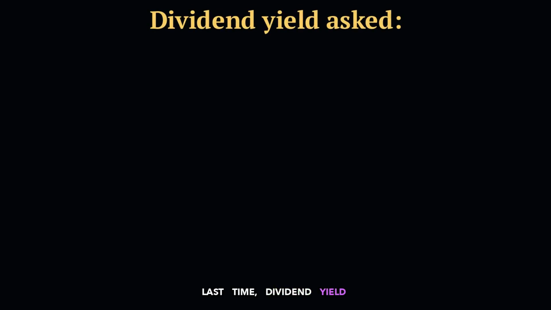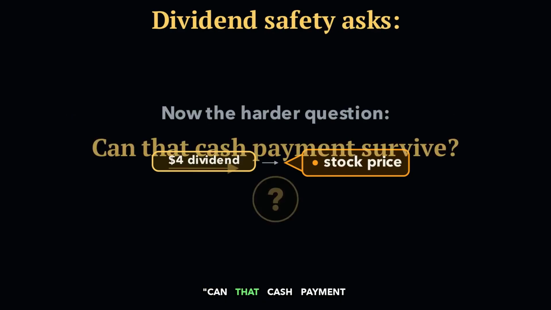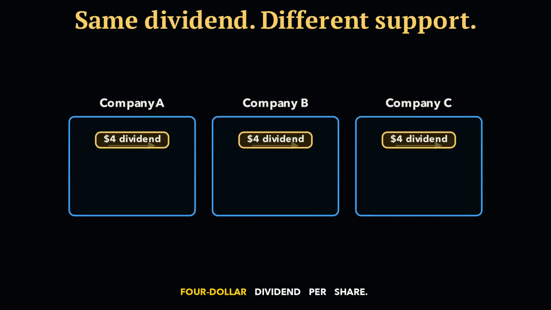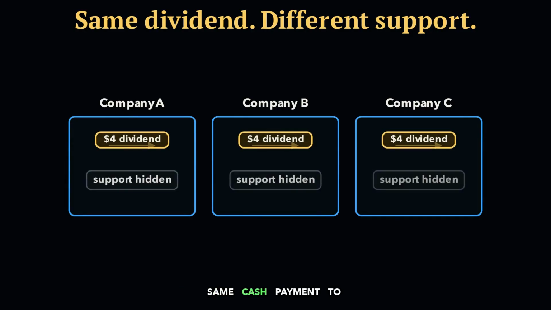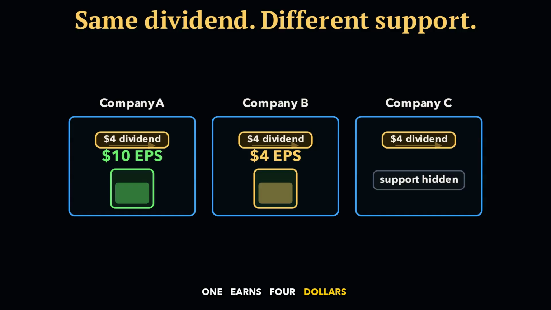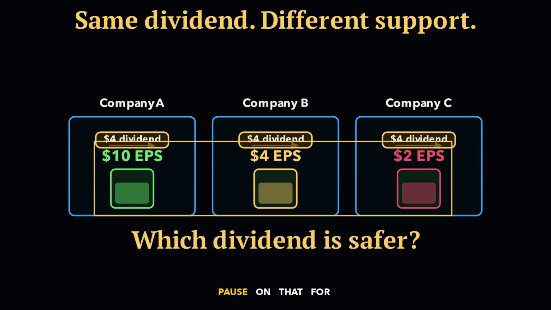Last time, dividend yield asked, how much cash do I get compared with the stock price? Now we ask the harder question, can that cash payment survive? Imagine 3 companies. Each one pays a $4 dividend per share, same dividend, same cash payment to you. But one company earns $10 per share. One earns $4 per share, and one earns only $2 per share. Which dividend is safer? Pause on that for a second.